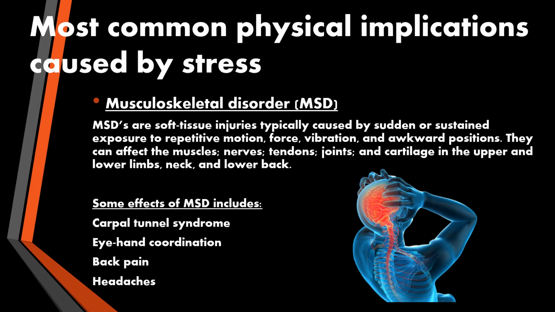The most common physical implication caused by stress is going to be MSD. MSDs are a soft tissue injury typically caused by a sudden or sustained exposure to repetitive motion, force, vibration, and awkward positions. They can affect the muscles, nerves, tendons, joints, and cartilage in the upper and lower limbs, neck, and lower back. Some effects of MSD include carpal tunnel syndrome, eye and hand coordination problems, back pain, as well as headaches.